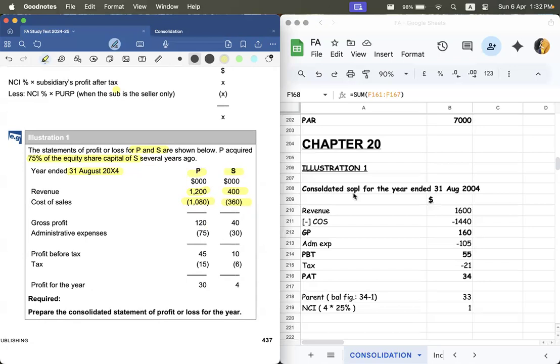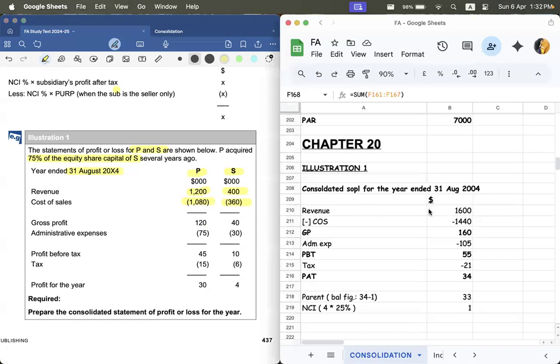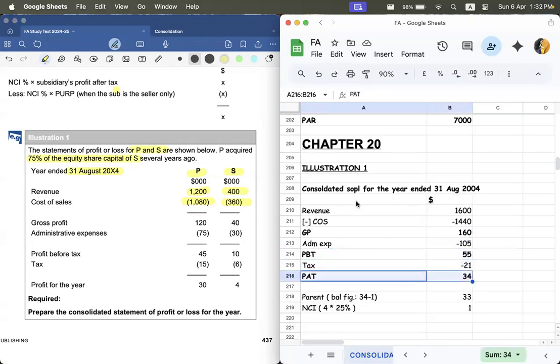So what you do is you're going to add everything together. Clear? 1200 plus 400, 1080 plus 360. And then you're going to find the gross profit. And then the administrative expenses would be added together and PBT is found. Tax is added together and PAT is found. Up until this, it is simple.